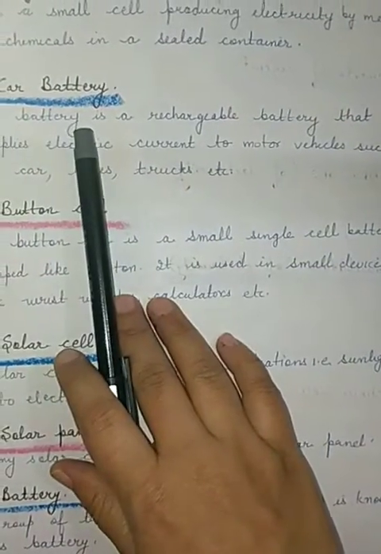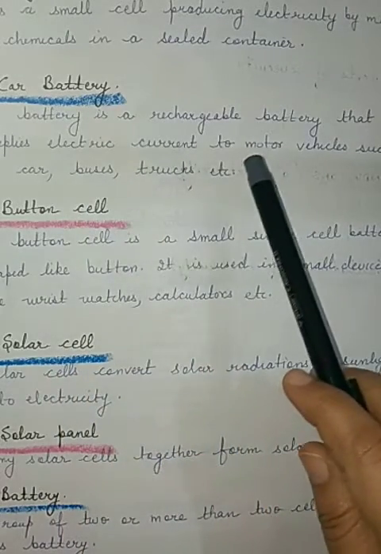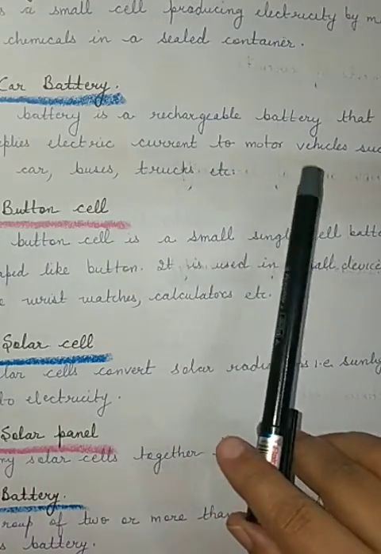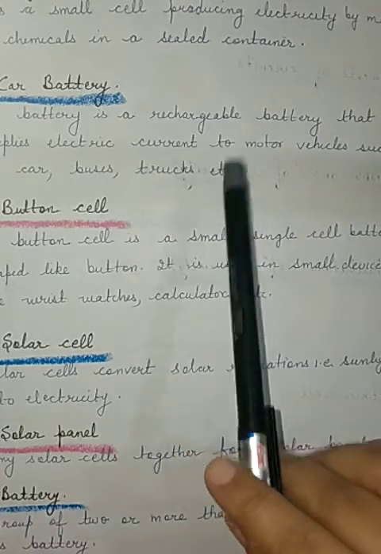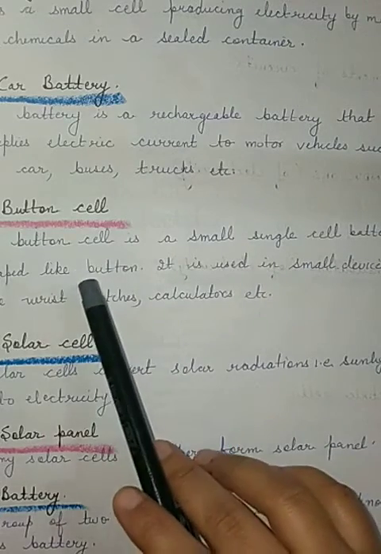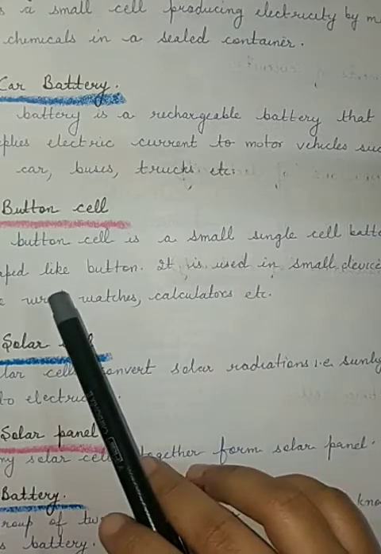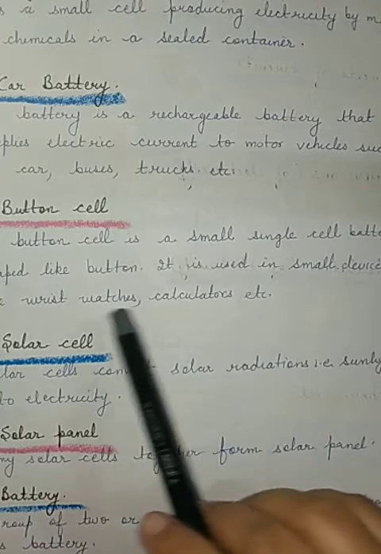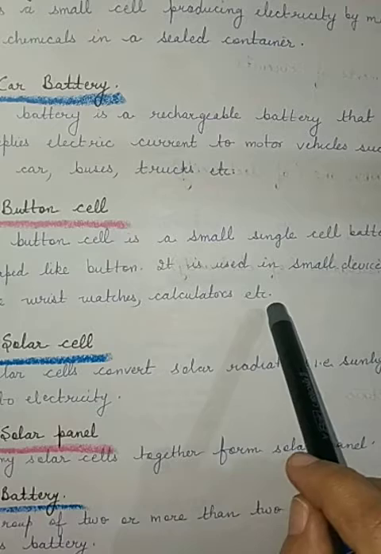Next is car battery. A car battery is a rechargeable battery, meaning that you can charge it again and again, and it supplies electric current to motor vehicles like cars, buses, trucks, etc. They are known as car batteries. Next is button cell. A button cell is a very small battery shaped like a button, used in small devices like wristwatches, calculators, hearing aids, etc.